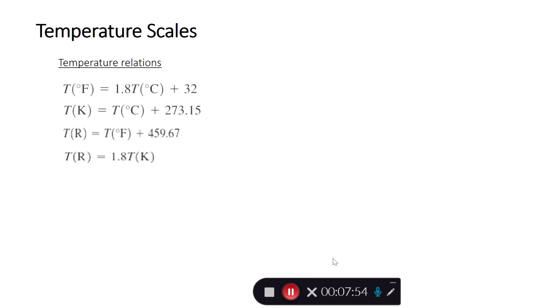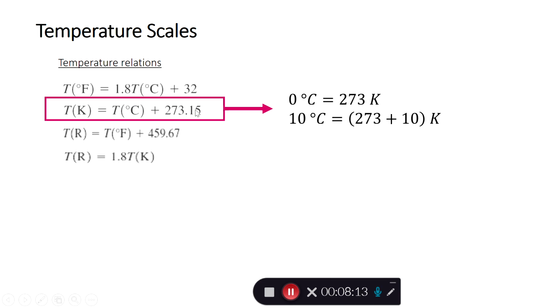Okay, a little bit more. We have temperature scales. In this subject, we're going to use Kelvin and degrees Celsius. So the conversion is when you have a temperature in degrees, you just add 273. The 0.15 is optional. For example, if it's 0 degrees Celsius, it's 273 Kelvin. If it's 10 degrees, it's 273 plus 10 Kelvin, which is 283. As simple as that. Just linear addition.